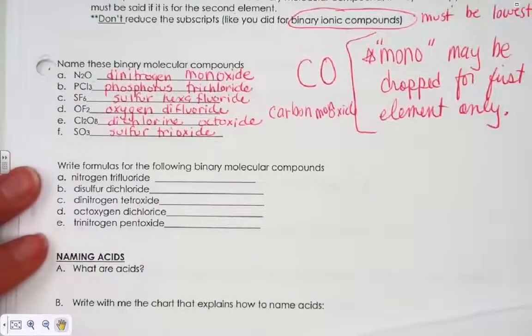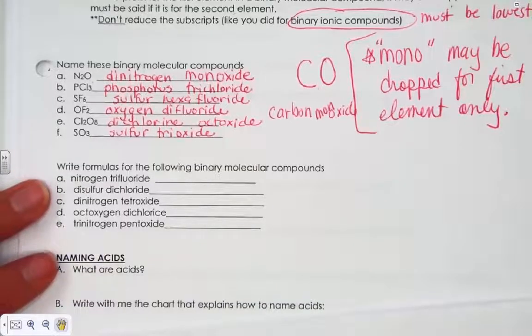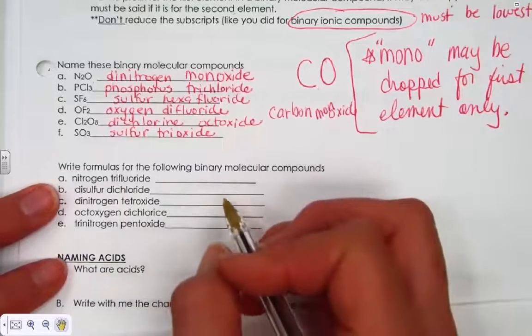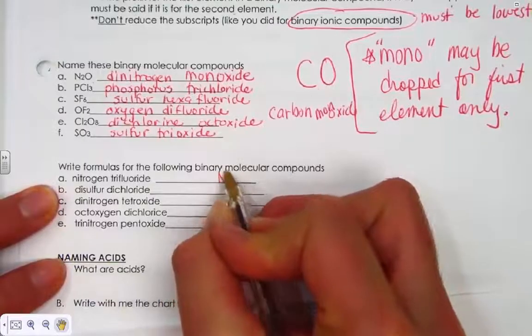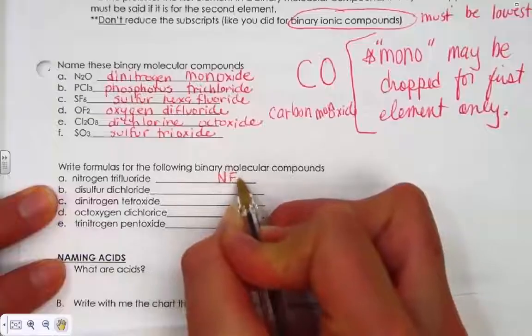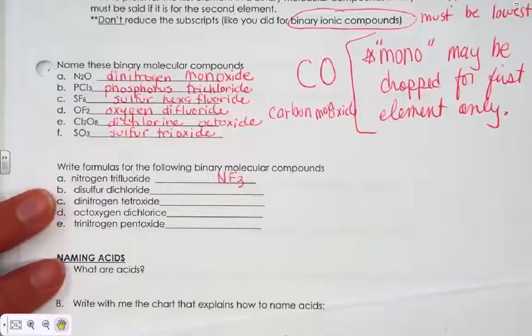Work ahead of me right now, pausing the video, and turn these names into formulas. When you've got them down, turn it back on and check your work. Letter A says nitrogen trifluoride. Nitrogen symbol is N. The symbol for fluoride is F, and to let you know there's 3 of them, we simply write NF3, nitrogen trifluoride.